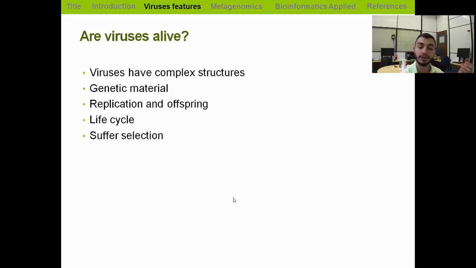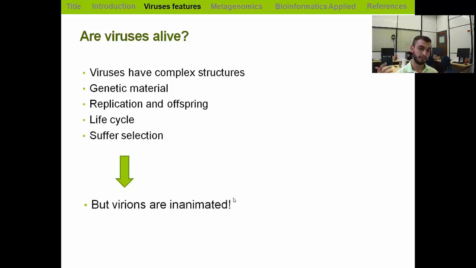Of course, if you consider virions, they are inanimate. They are just particles like a grain of sand, and they are just there. If you put a viral particle on your table, it will stay there until it gets into a cell, a specific cell. Then it starts to do some metabolism, but it is inanimate while it is on your table. And I don't know, you just have to reflect about that. I have no answer to that either.